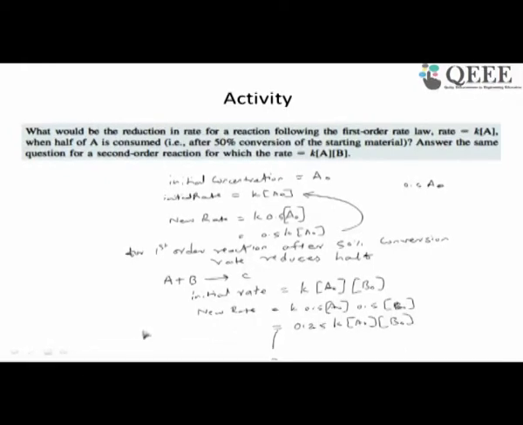So which means that for a second order reaction, after 50% conversion, the rate reduces to 0.25. So see the difference in the rate for a first order and the second order reaction. If it's a second order reaction, the rate reduces drastically after 50% conversion. So these are some of the points that you should notice while solving problems.